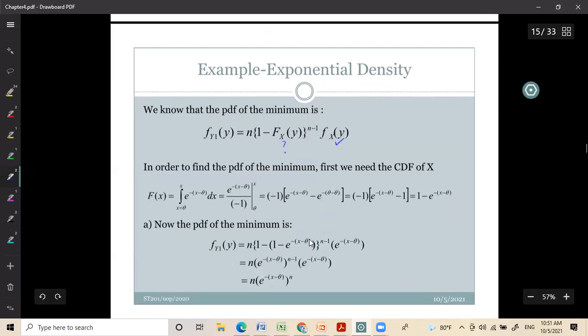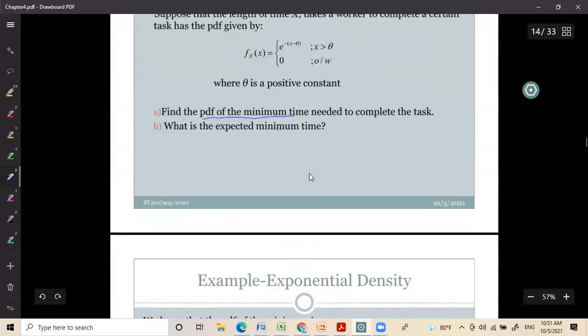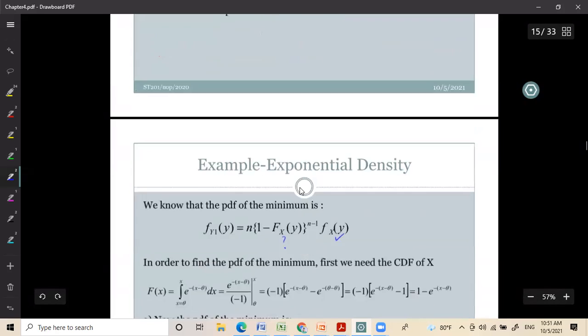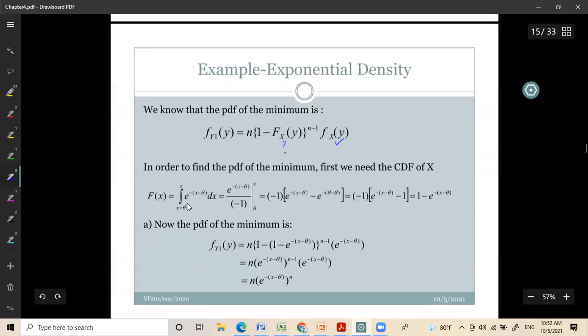You need the CDF of x. So how do you find the CDF? You have to integrate from the lower bound up to any x. So it will be from theta up to x, the PDF. When you do that, you will end up with 1 minus e to the negative (x minus theta). So this is the CDF of x.